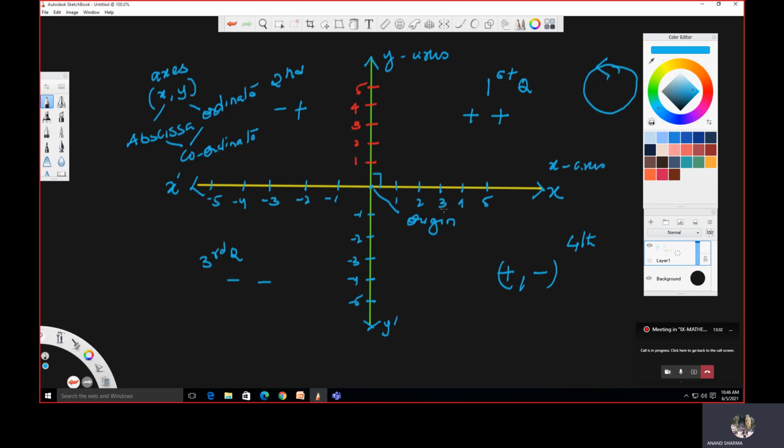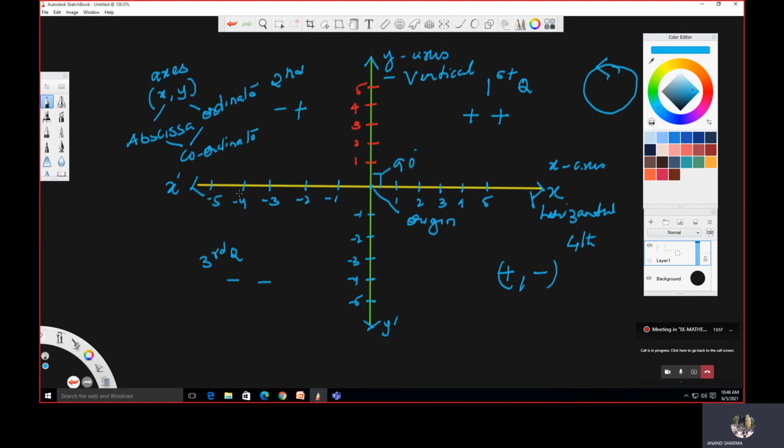Again, I'll be briefly repeating these points. I want all of you to pay attention to this. The horizontal line is x-axis. Vertical is y-axis. The two lines intersect at a point. It's called origin, at an angle of 90 degrees. This is 90 degrees.